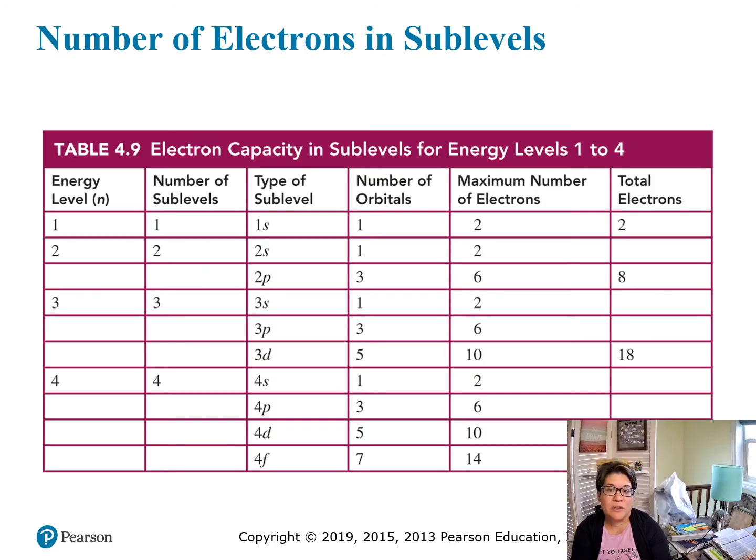So here's another way to look at that. Your 1s shell can hold 2 electrons. Your 2s shell can hold 2 electrons. Your p shells, you have 3 of them, can hold a total of 6. So that means you can hold 8 on your second shell. And then again, you have a 3s shell with 2. You have your p shells with 6. And then your d shells, you can hold 10. Add all those up, your third shell can hold up to 18, and then it goes on from there. So you have your f shells too.